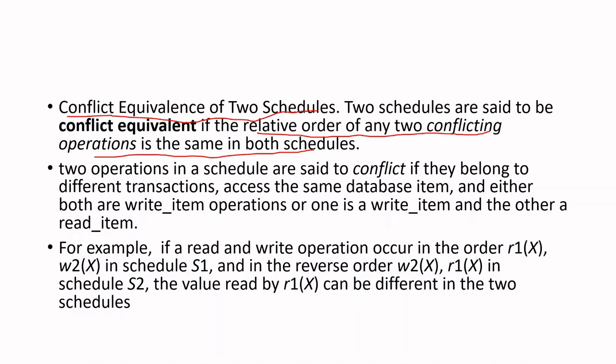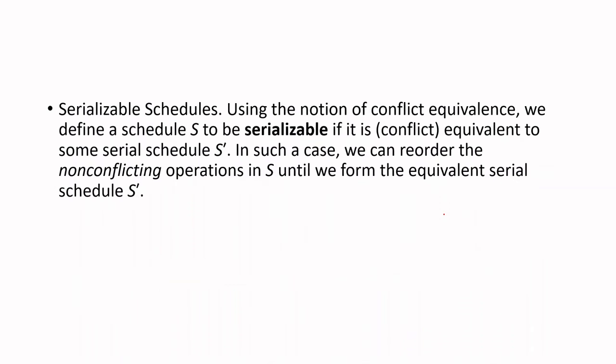Earlier we had seen what conflicting operations are. Two operations are said to be conflicting if they belong to two different transactions, they access the same database item, say variable x, and at least one of them is a write. In that case, we say that the two operations are conflicting. And two schedules are conflict equivalent if the relative order of any two conflicting operations is the same in both schedules.